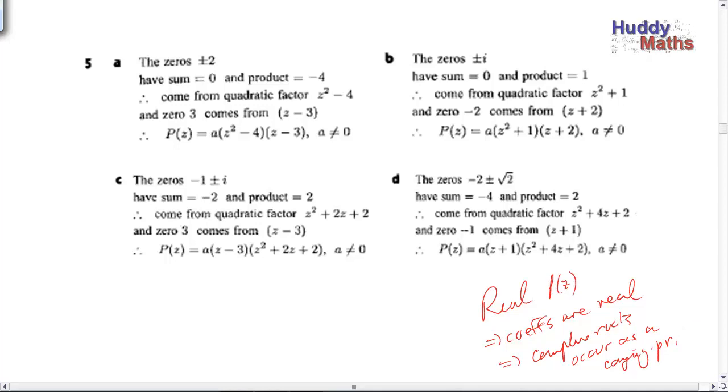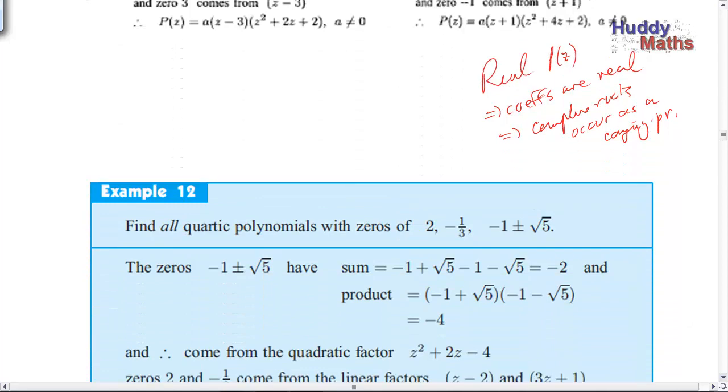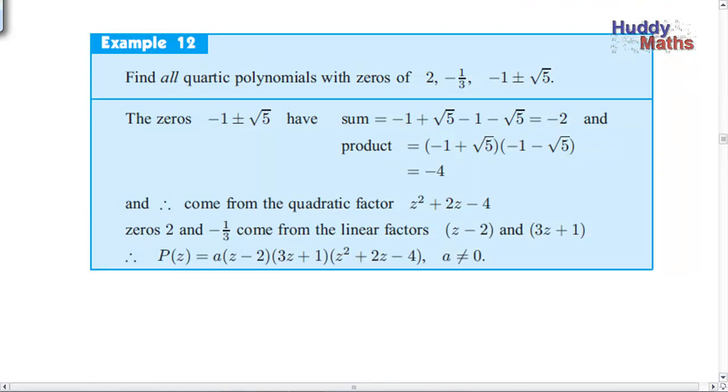Okay, come on down, let's do a bit more. And here's another little twist on the same idea. You can see what we're doing. Roots, zeros, and factors are all intimately entwined. Here we are, watch this italics here. All quartic, degree 4. They've got zeros of 2, negative a third, and that. So what are you going to do? Let's start with the conjugate pair. Find their sum, find their product. So these are the coefficients we want.